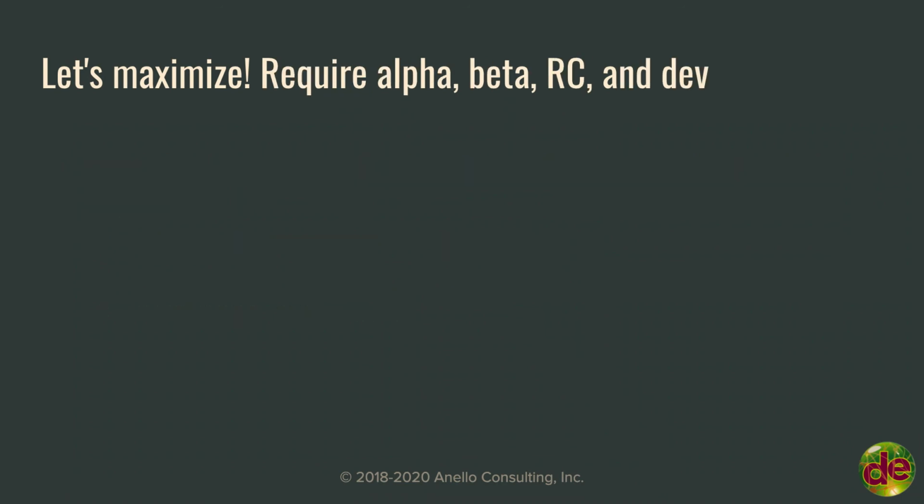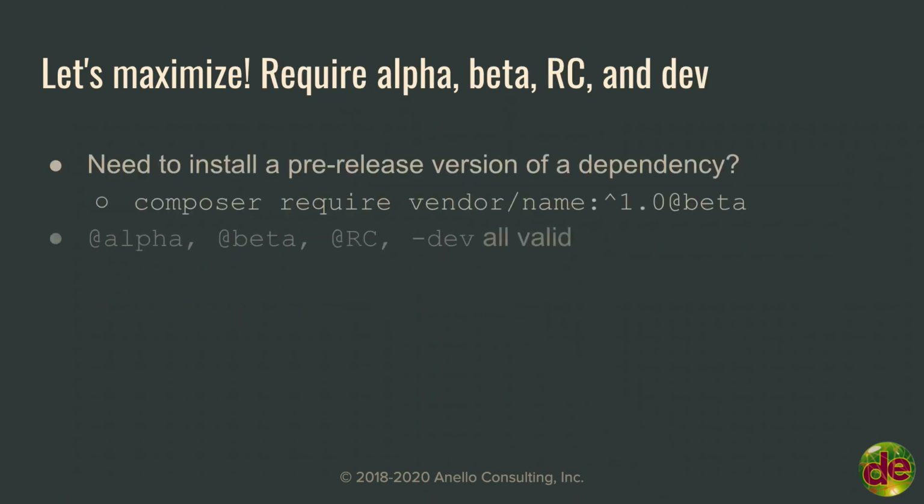Composer validate I've talked about. This is all pretty basic stuff, but if you need to require an alpha, beta, release candidate, or dev version, you can just tack on the dash or the ampersand, which are interchangeable. You can use either one. But you can just say, I want to use version 4.0 or 4.* at RC. And that'll get you the latest release candidate.